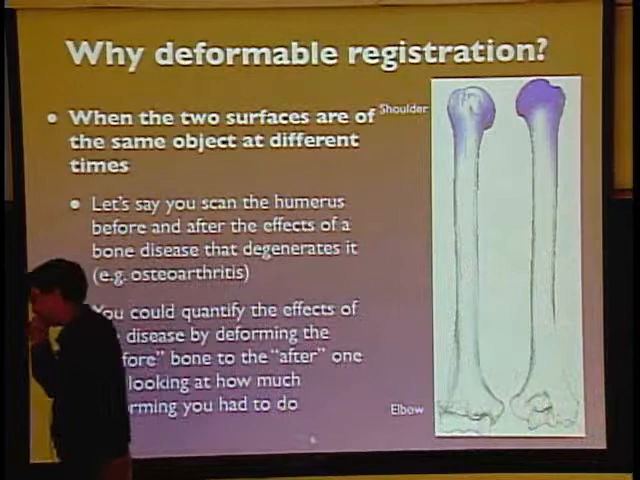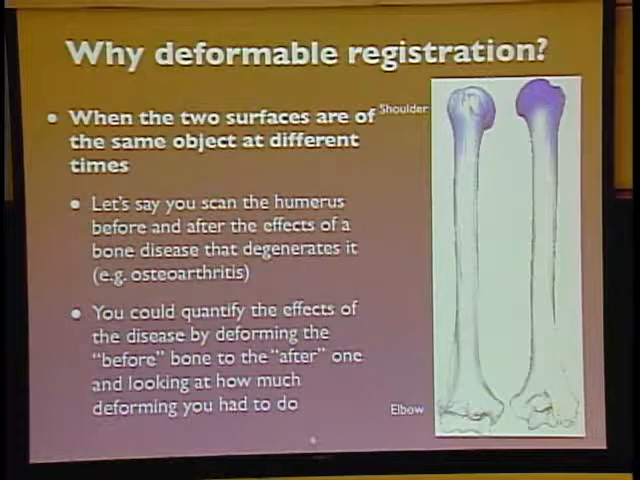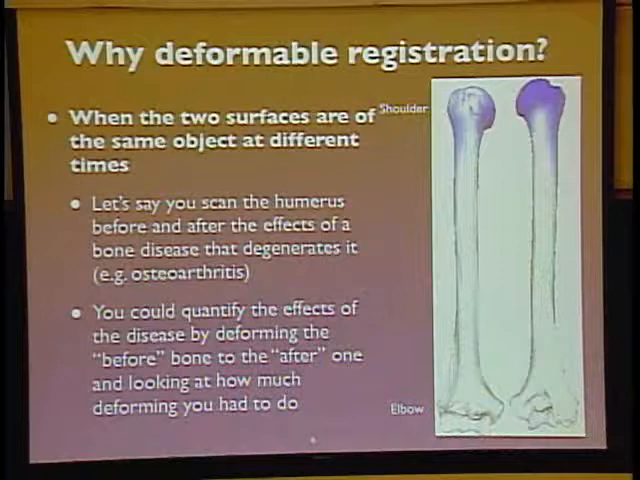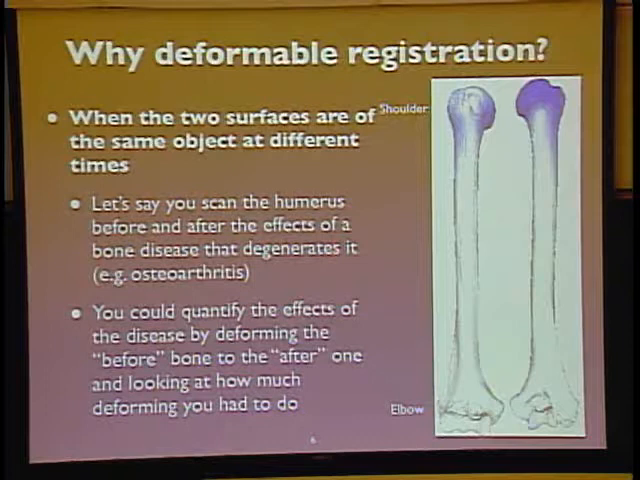So what you can consider doing over time, if you are an orthopedist, is actually evaluate the degree to which this person's ball and socket joint in their hip is deteriorating. To do so, you can take one scan of the femur at one time, wait a while, and take another scan of the femur. So if you have just two time points, say from 2005 and 2010, then you'll have a femur from 2005 and a femur from 2010.